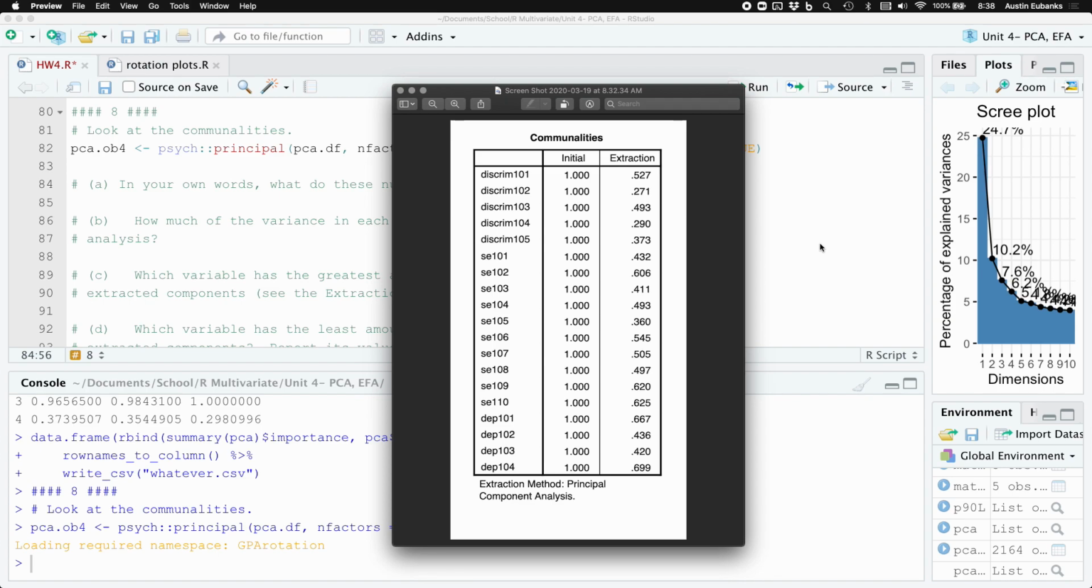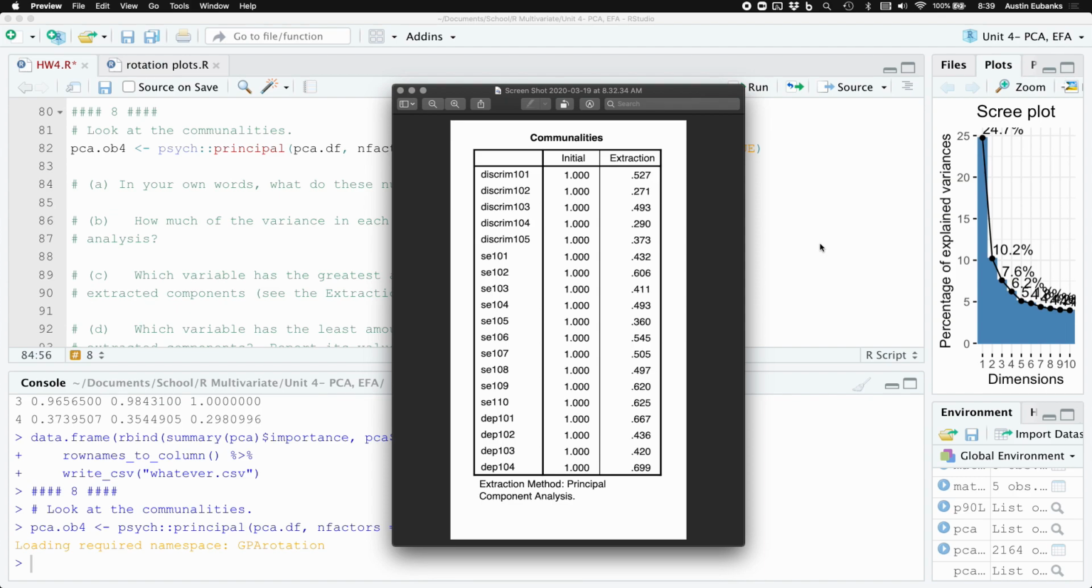They're all the same. Everybody has 1.0 initially. So what that means is, because this is a PCA, that the variable Discrim 101, the variable SC 101, the variable DEP 101, all of those variables are putting in 100% of their variance into the analysis. So you can immediately tell it's a PCA because every variable is contributing both its unique and its shared or overlapping variance into the PCA.